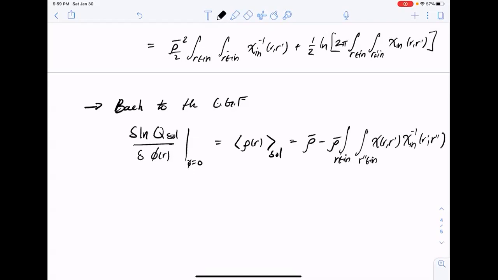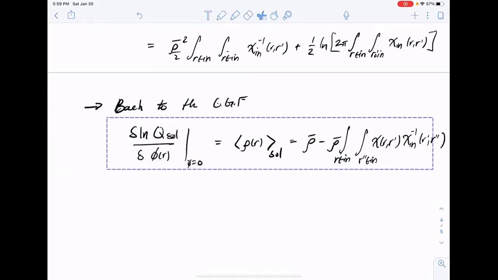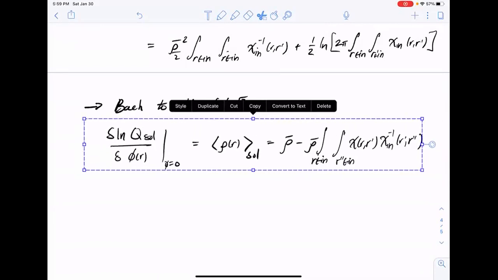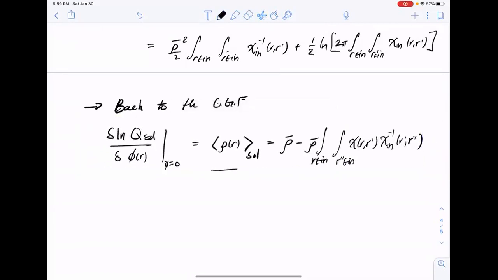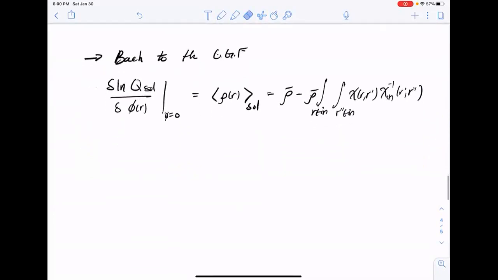Now that looks a lot different from the relationship we got with Debye-Huckel theory. Remember, in Debye-Huckel theory, we asked for that average density in the vicinity of a solute. The first term looks kind of similar, the bulk density, but the second term looks much more complicated.